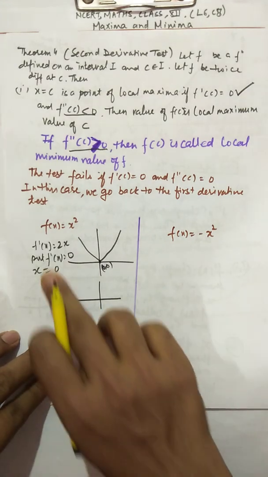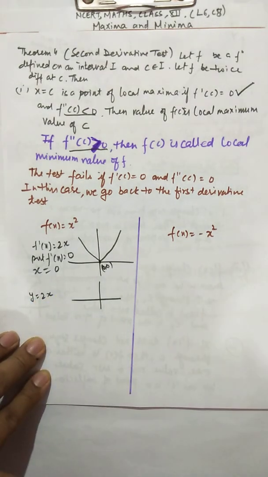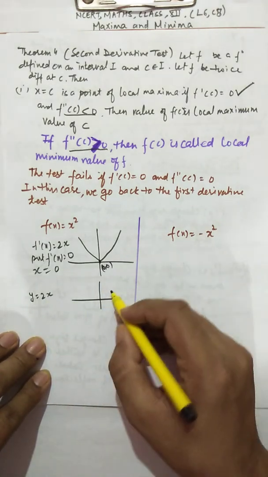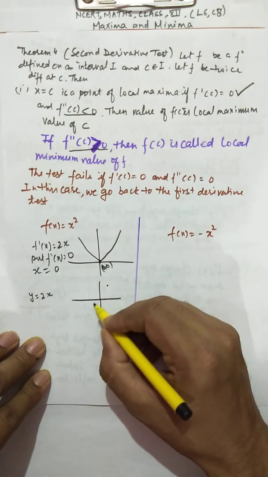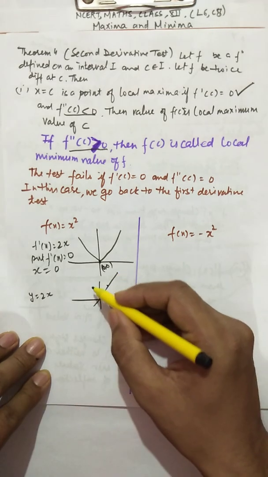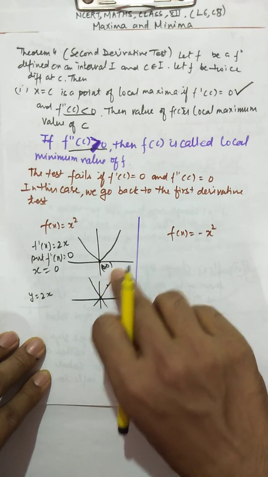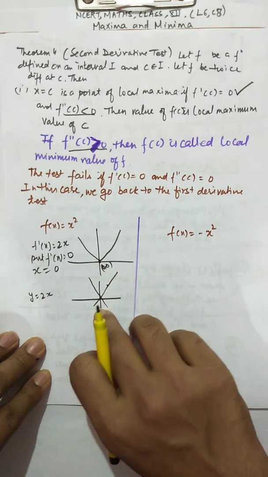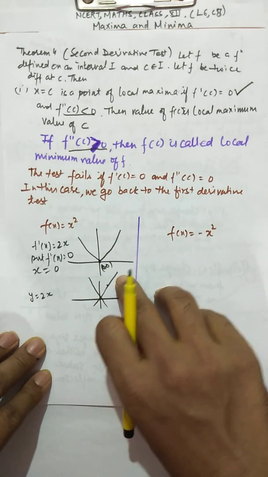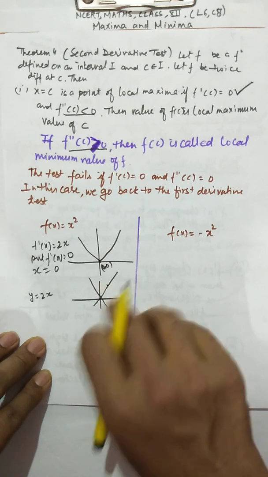Now if I draw this function 2x, then 2x is a line. If I say y = 2x, this is a line. This is going to give me the slope of the tangent. For example, if I take x = 1, then y is going to be 2. If I take x = 0, then y is 0. So this is going to be like this, and if I take some negative values, it's going to be like this. These are the lines which are giving you the tangents, and you can see how the tangents are behaving. If the tangent is on this side, the slope of the tangent is going to be positive, and if it is on this side, the slope of the tangent is going to be negative.